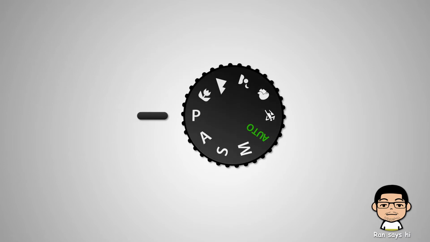This is the P mode. P stands for programmed auto. It's very similar to the auto mode, but you have more control over your camera. You can control whether to use the flashlight. You can control what ISO you want to use. You can also control the methods of metering.